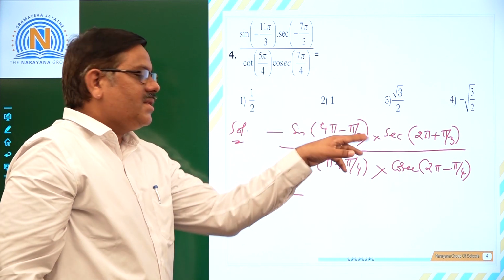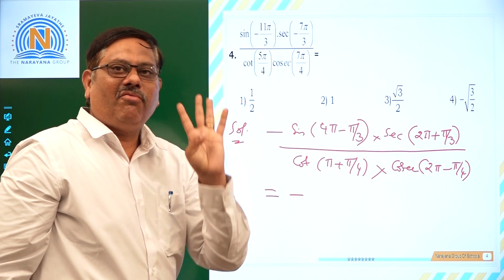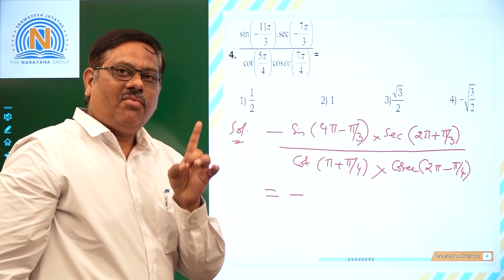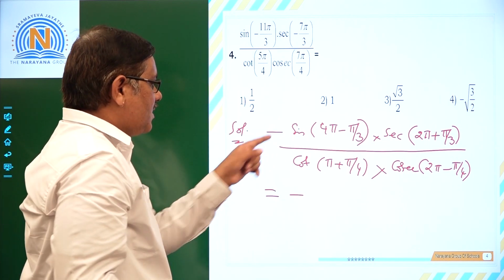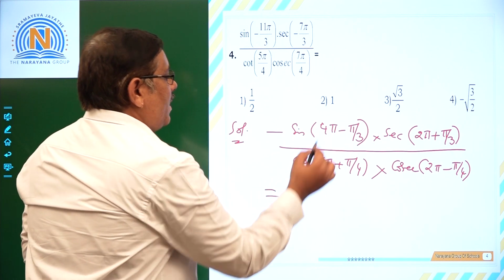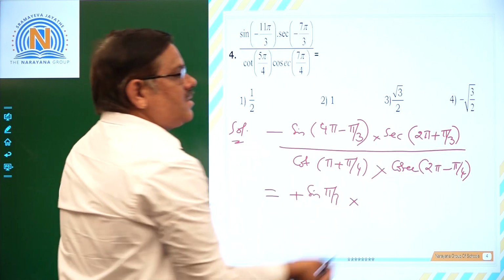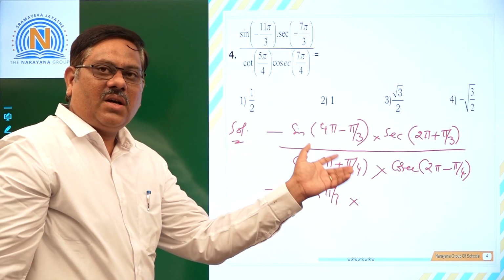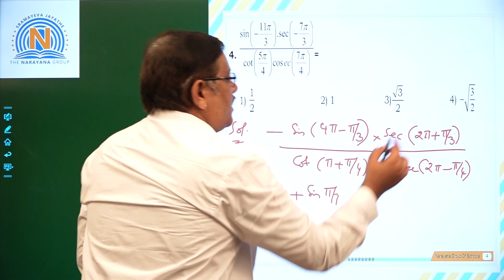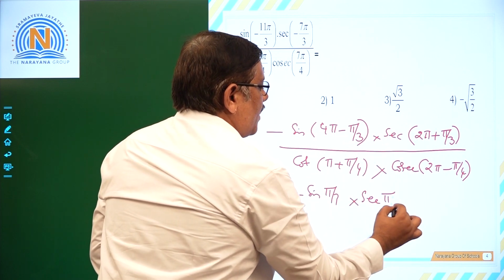4 pi minus theta always lies in quadrant number 4. If it is in quadrant number 4, sin is negative. So minus of minus becomes plus. Sin pi by 3 is simply sin pi by 3, into secant of 2 pi plus theta. 2 pi plus theta is always in the first quadrant, all are positive there. So it remains as secant pi by 3.